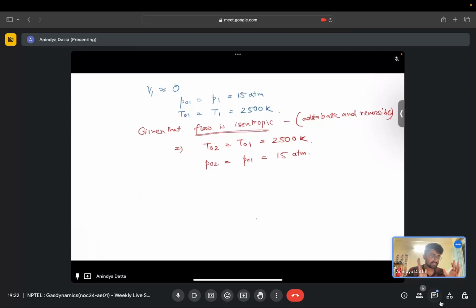So you should have this idea of what we can comment. Now, if in the same problem the flow is adiabatic but there are some irreversibilities involved, the stagnation temperature will stay constant again, but the stagnation pressure will have decreased, if there were irreversibilities or if the flow was non-isentropic.